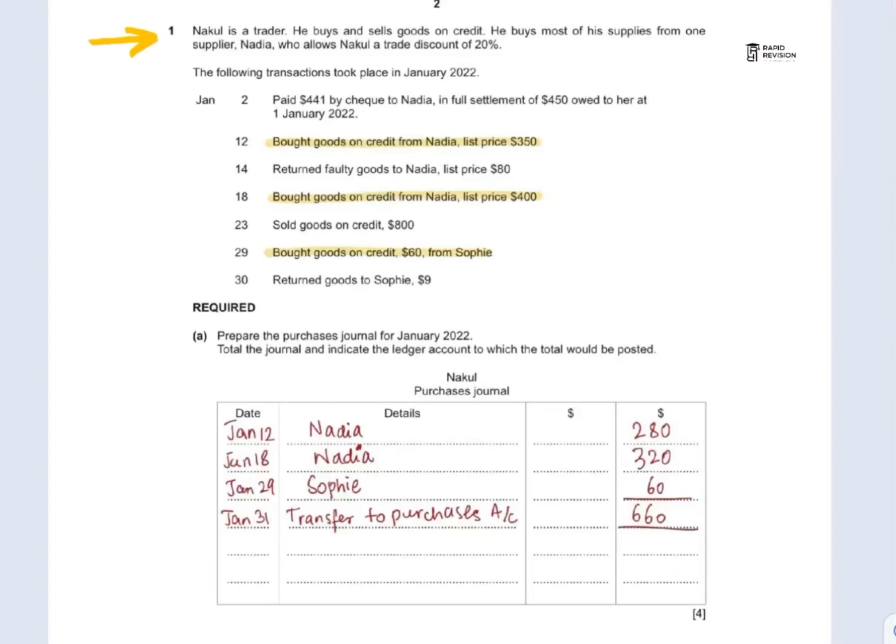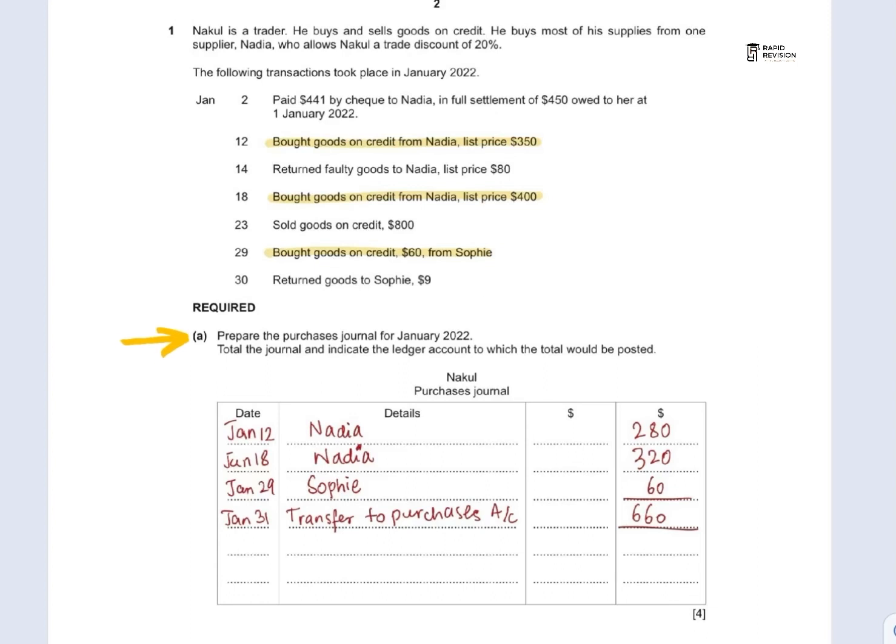The question says, Nakul is a trader. He buys and sells goods on credit. He buys most of his supplies from one supplier, Nadia, who allows Nakul a trade discount of 20%. The first part asks you to make a purchases journal.